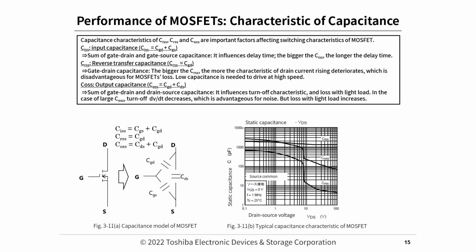COSS, output capacitance: sum of gate-drain and drain-source capacitance, it influences turn-off characteristic and loss with light load. In the case of large COSS, turn-off dV/dt decreases, which is advantageous for noise. But loss with light load increases.